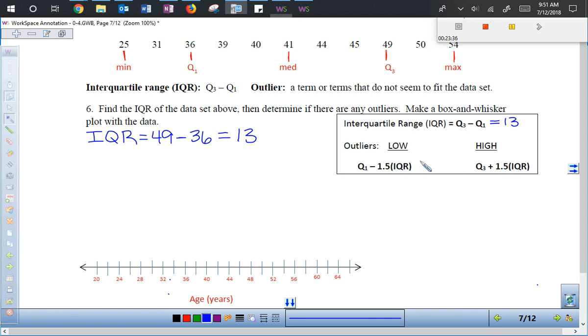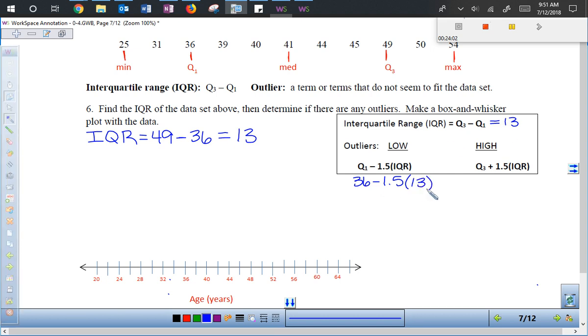So let's start with finding if there's any low outliers. To determine if there's any low outliers, we need to take our first quartile and subtract 1.5 times my interquartile range. So my first quartile is 36. We do need to show this work. And we're going to subtract 1.5 times my interquartile range, which we said was 13.